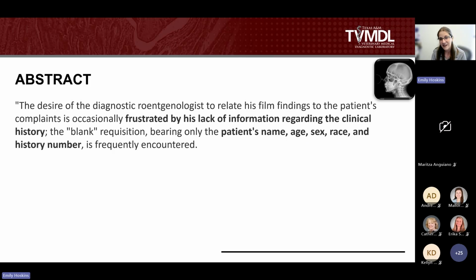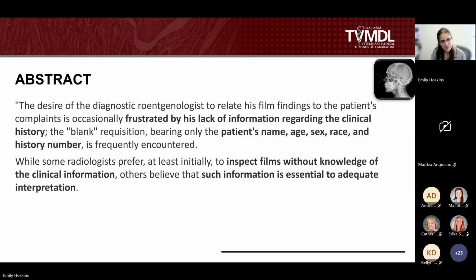So the desire of the diagnostic röntgenologist to relate his film findings to the patient's complaints is occasionally frustrated by his lack of information regarding the clinical history. The blank requisition bearing only the patient's name, age, sex, race, and history number is frequently encountered. While some radiologists prefer, at least initially, to inspect films without knowledge of clinical information, others believe that such information is essential to adequate interpretation.